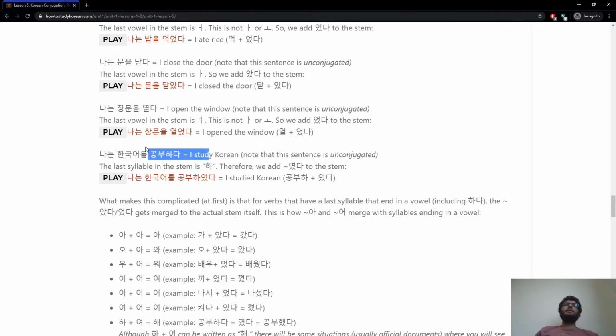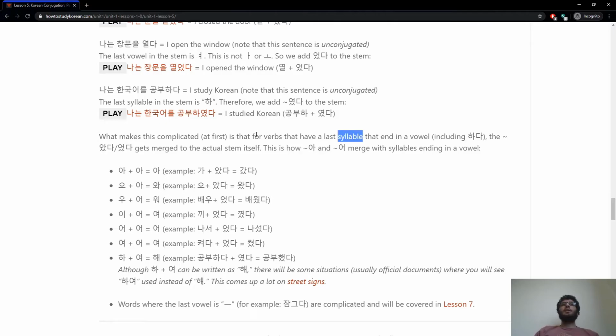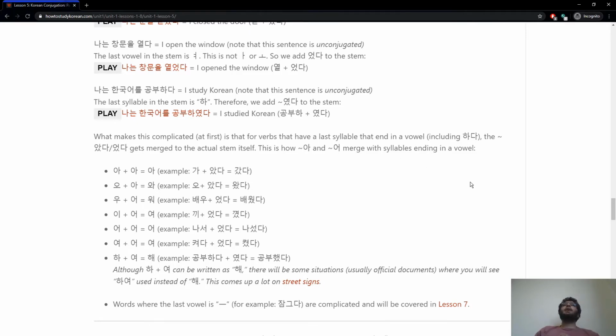And then finally we have 나는 한국어를 공부하다. It would become 나는 한국어를 공부하였다. Alright, what makes this complicated at first is that for verbs that have a last syllable that ends in a vowel, like 하다 and 가다 and 보다 and all that other good stuff, the atta or otta get merged. This can sometimes be complicated, but I wouldn't worry about it too much because when you try to pronounce it, it kind of makes sense.